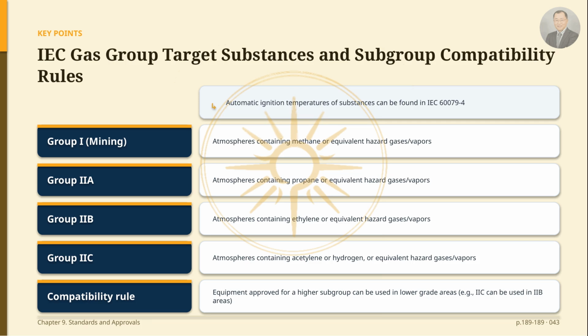I'd like to introduce which materials are covered by each IEC gas group and the compatibility rules between subgroups. The automatic ignition temperature for each material can be found in IEC 60079-4. First, Group I is for mining, covering atmospheres containing methane or gases and vapors of equivalent hazard. Group IIA covers atmospheres containing propane or gases and vapors of equivalent hazard. Group IIB covers atmospheres containing ethylene or gases and vapors of equivalent hazard. And Group IIC covers atmospheres containing acetylene or hydrogen or gases and vapors of equivalent hazard.